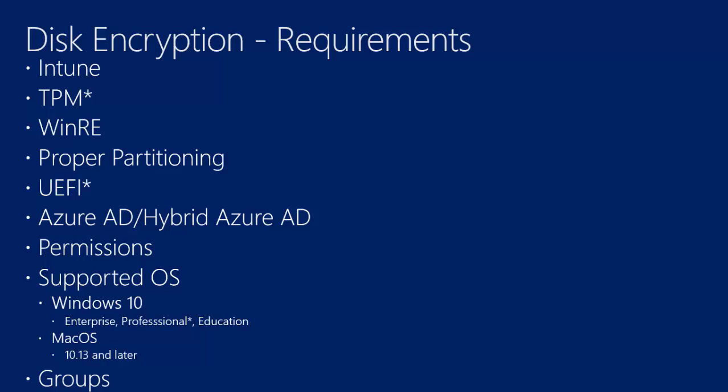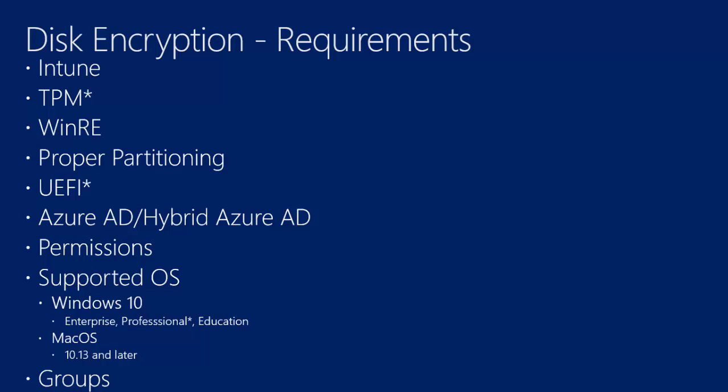All those details, don't worry about them. You can get those in the documentation pretty easily. UEFI also has an asterisk by it. The reason I put an asterisk there is because if you're going to be using a UEFI device, then you need to have TPM 2.0 devices. That's a requirement. And then the device needs to be either Azure AD or hybrid Azure AD joined.